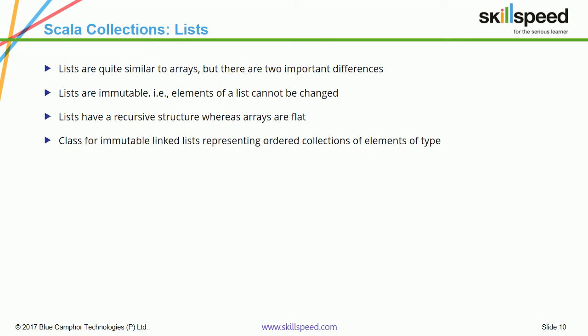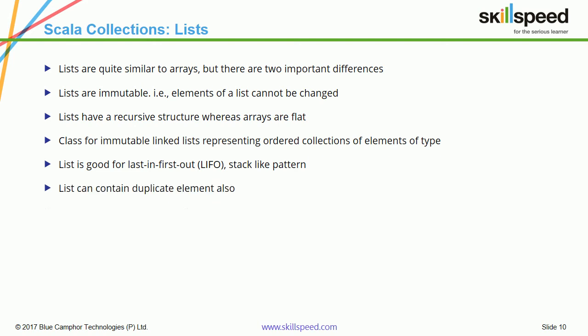Now, it is a class for an immutable linked list representing an ordered collection of elements of a type. The application of list is typically for a last in first out, stack-like pattern. A list can also contain duplicate elements as well.